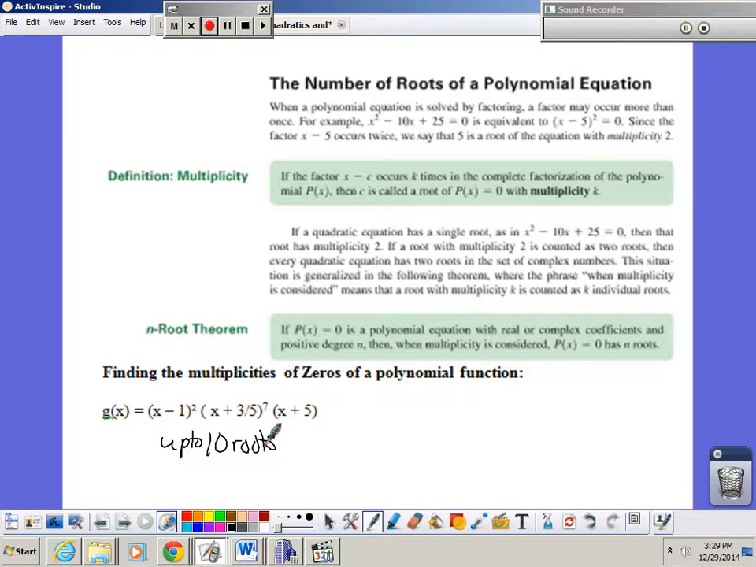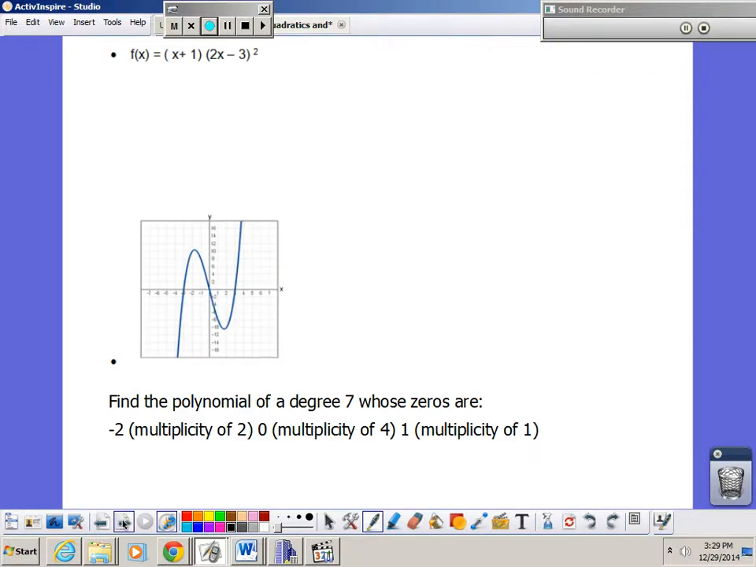Okay, some of them might be imaginary roots. So I can have up to 10 real roots. If they're imaginary roots, they don't count as real roots, so that's why you might not get your 10. But it tells us how many we should be looking for.